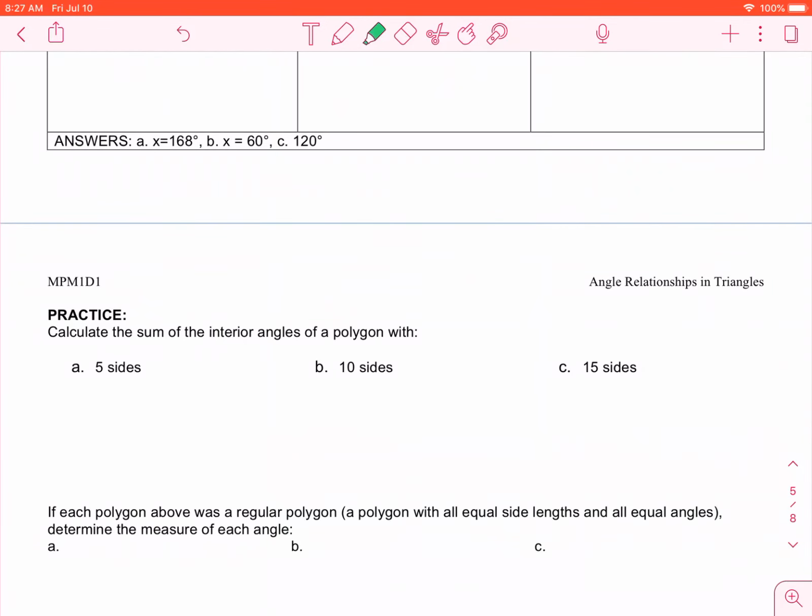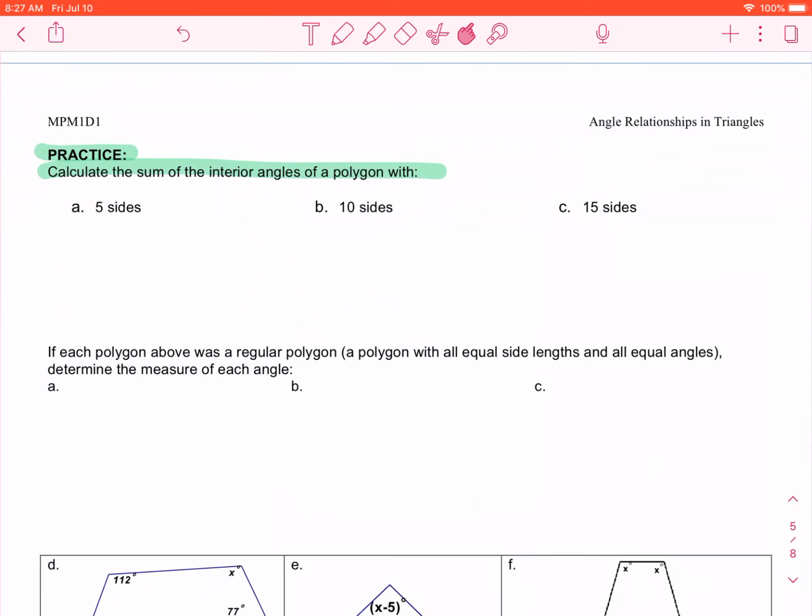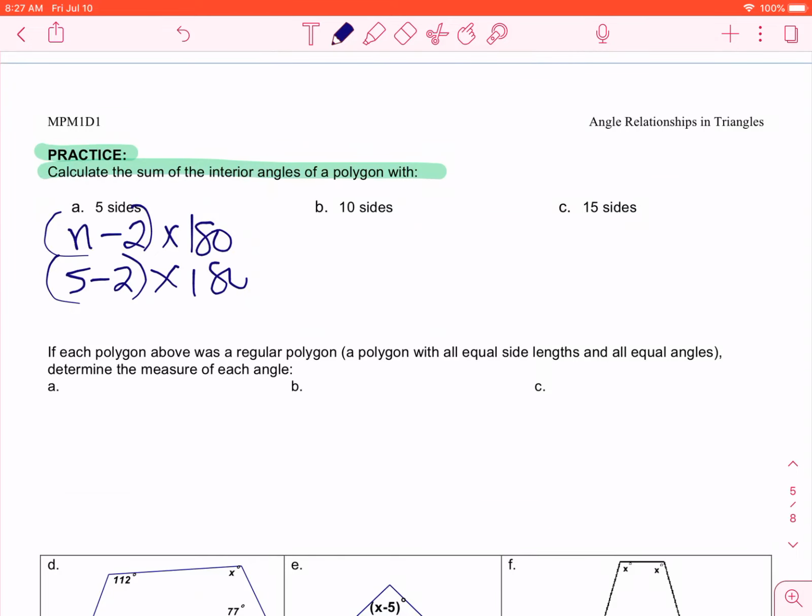So this is actually what I'm more interested in. If you wanted to find the sum of a polygon with 5 sides, I would write my equation n minus 2 times 180. So 5 minus 2 times 180. So really that's going to be 3 times 180. Like we saw up above, a pentagon would have the sum of interior angles equaling 540 degrees.